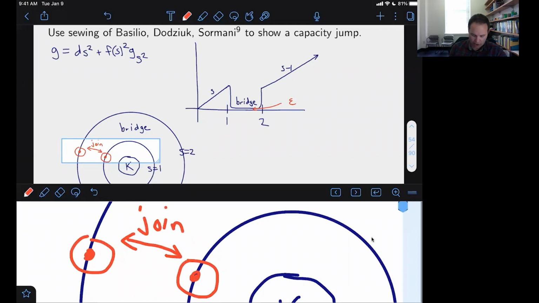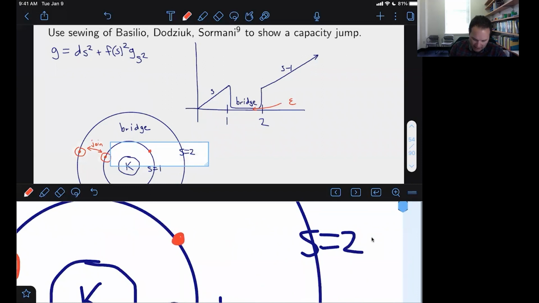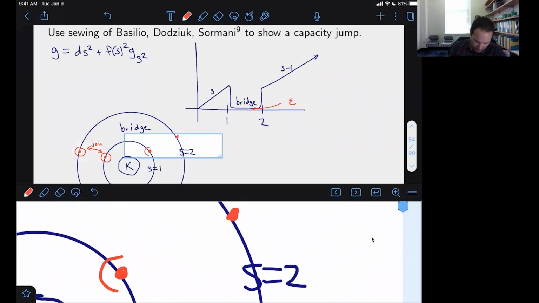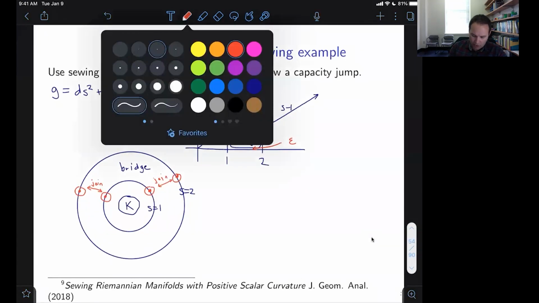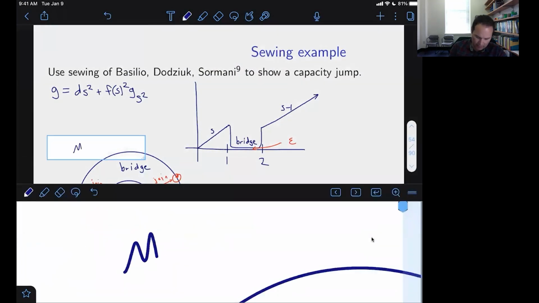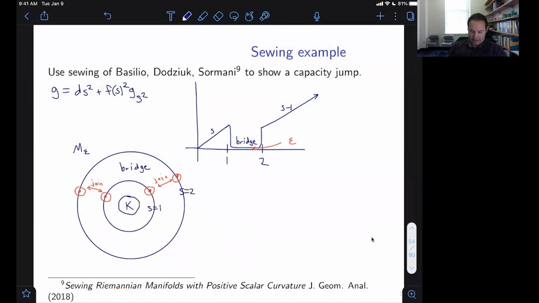Okay, that's basically creating a shortcut from s equals 1 to s equals 2. This is really the heart of this sewing construction. And then you don't do that at just one point, you do that at more and more points as epsilon gets smaller and smaller. So you cut out a ball, and then you join those together. So this space I'll call m sub epsilon. It's this space that has this small bridge, this bridge of length 1 between them that's very skinny, but then it has all these shortcuts in it that are basically gluing this unit ball to the unit ball complement there.